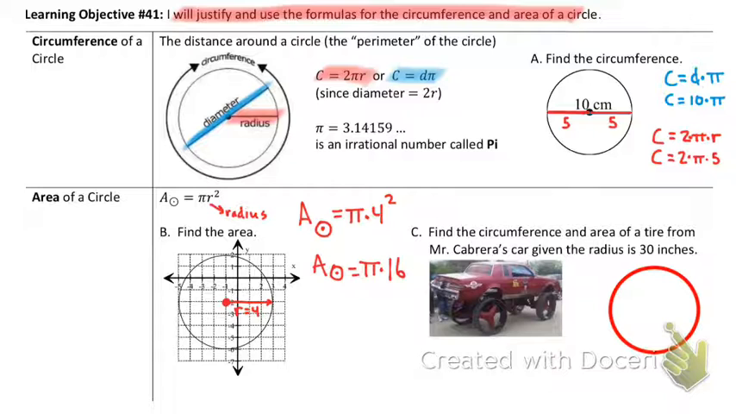All right, so what this problem says we have a car, and the tire has a radius of 30 inches. So let's pretend this red circle is my tire. Here's the center, and I now know that the radius is 30 inches. So I'm going to put 30 here, from the center to the edge. So I know my R is 30. Now I could just simply use the formulas I need to solve for the circumference and the area. So let's do circumference first.